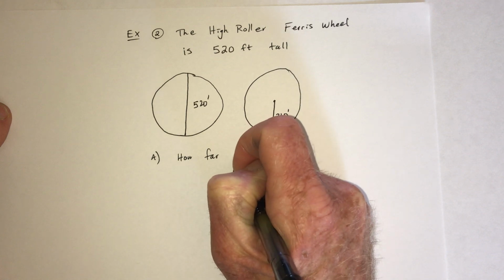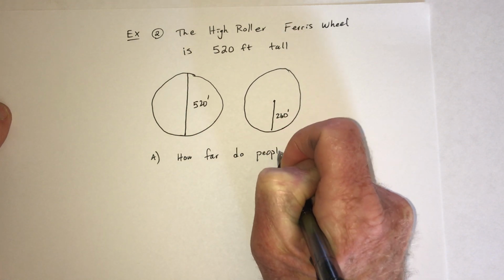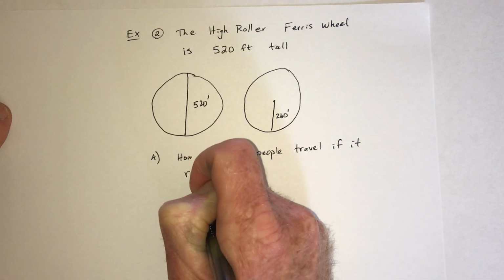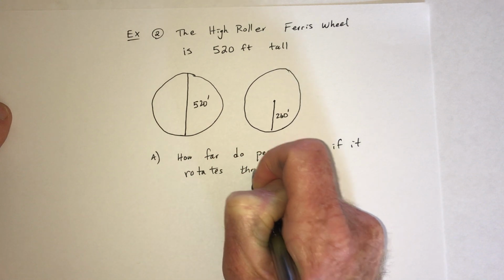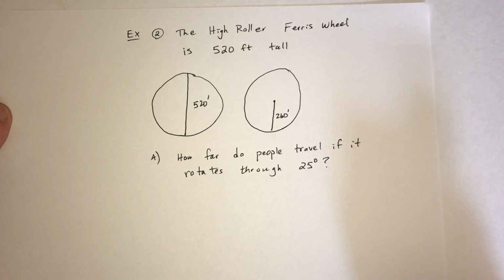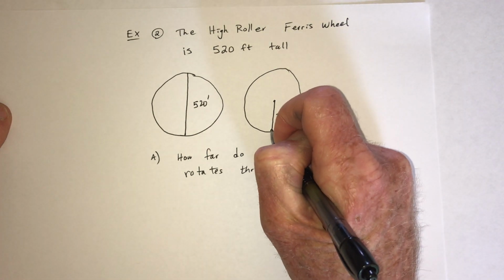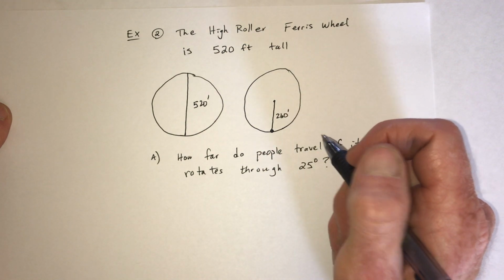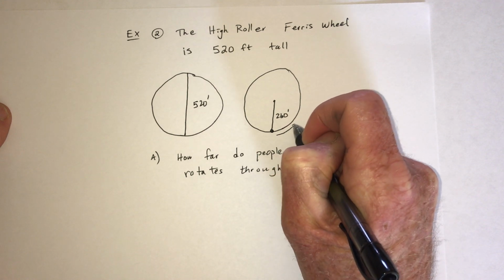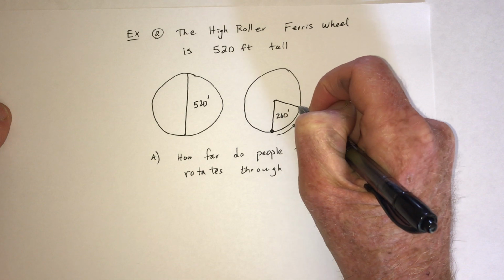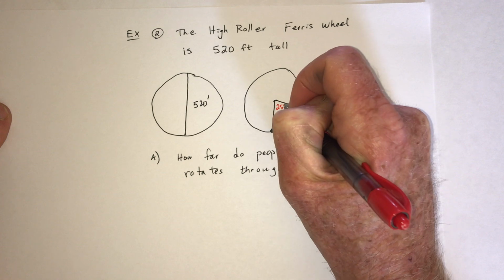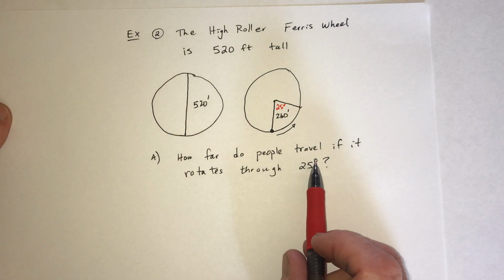How far do people travel if it rotates through 25 degrees? So they get on right here or wherever. Let's just say they're going to start right there. And then it starts rotating this way until this is an angle of 25 degrees. Then how far do they travel?